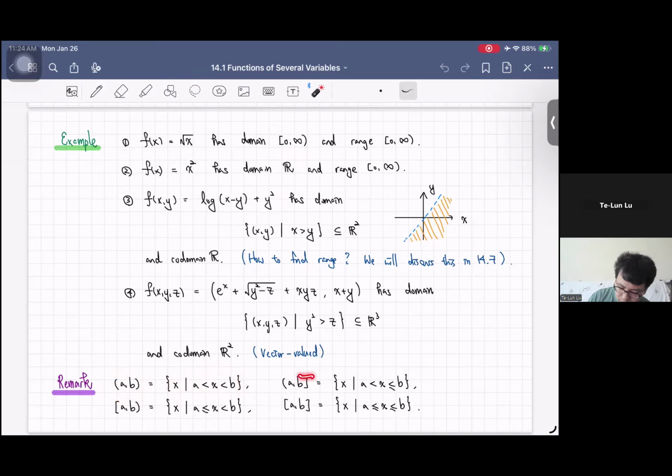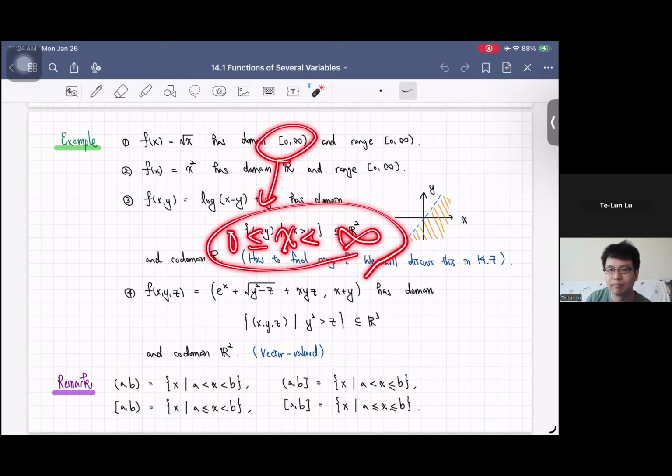If I put a square bracket, that means that you are able to be equal to b. And the same thing happens on the right-hand side. And if it happens on both sides, we put two square brackets. So basically, this is just saying that x can be larger or equal to 0 and all the way up to infinity.